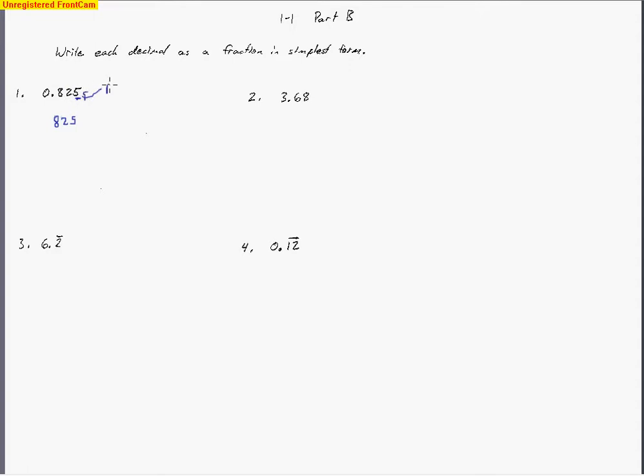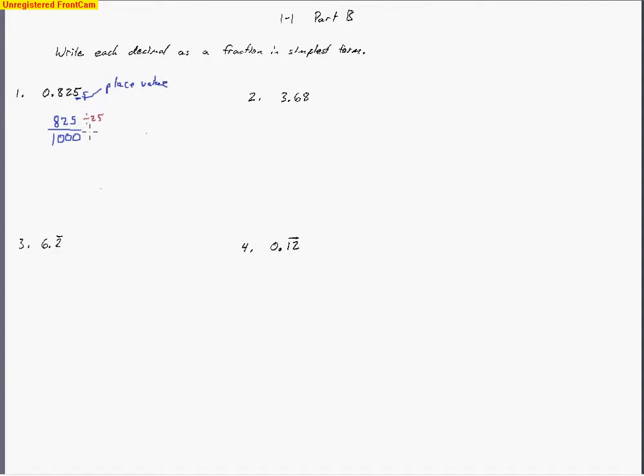The place value is going to tell us what number to put in the denominator of the fraction. Well, this is the tenths, this is the hundredths, this is the thousandths. So that means this number is 825 thousandths. And remember those divisibility rules I just talked about. I like to divide by 25 when the number ends in 25. So that's what I'm going to do here.